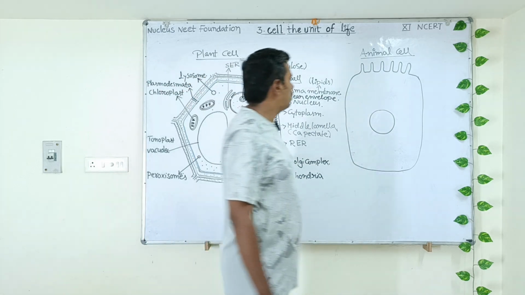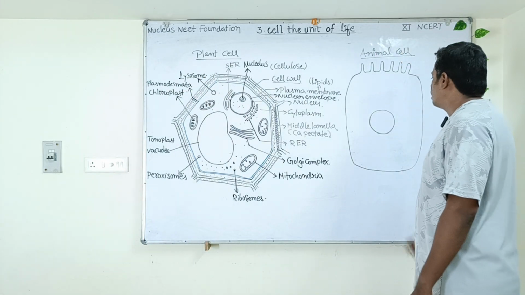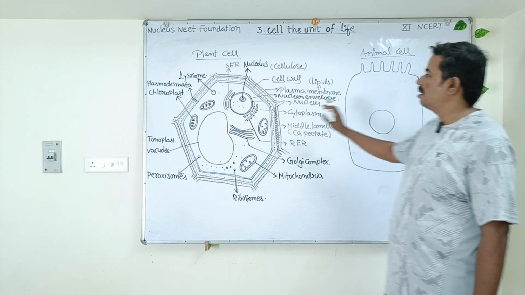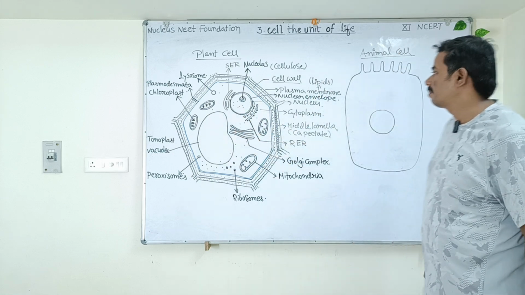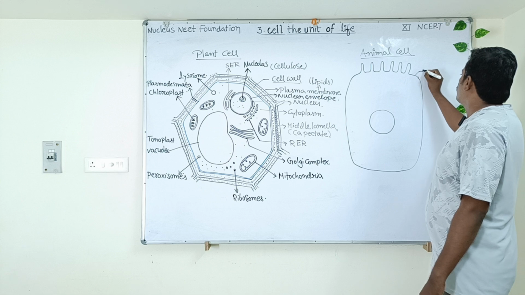Understood, students? Now let us discuss animal cell. In a typical animal cell, you can see the nucleus is present at the center in most of the cases. But in plant cell, the nucleus will be in the peripheral position because of the large vacuole. Okay. So this is the plasma membrane, the outermost membrane.